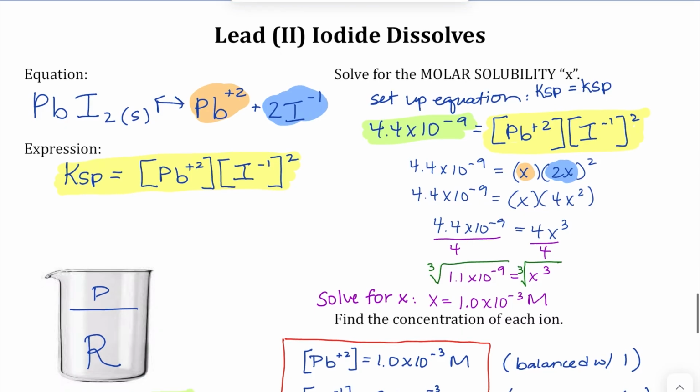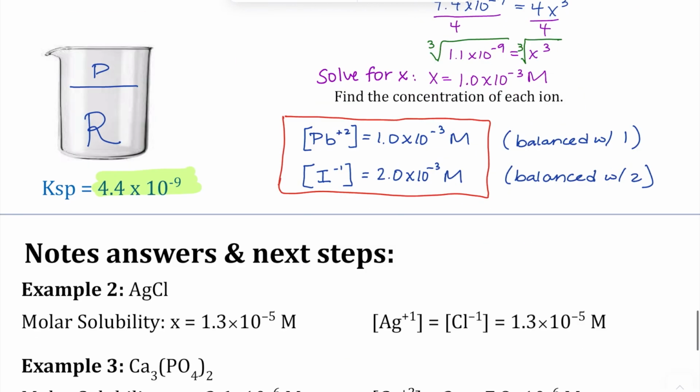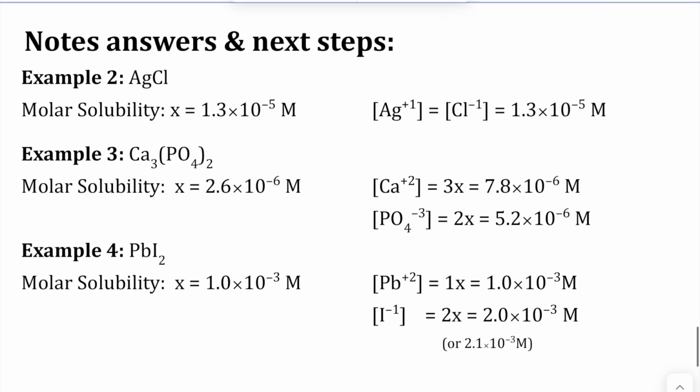All right, here's this next one. Your products are your ions. Your reactants are going to be your solid. So take a look at that, and the answers are here for you at the end as well. Reach out to your teacher with any questions.